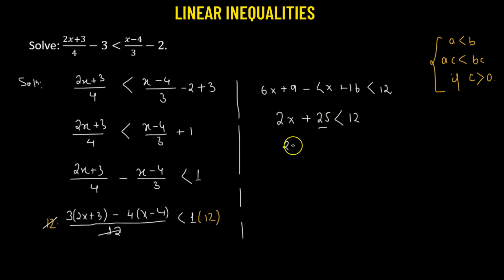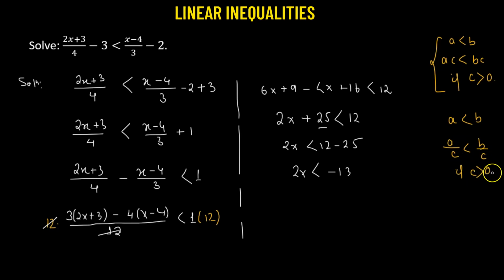Transposing 25 from the left hand side to the right hand side, we have 12 minus 25, which gives us 2x as less than negative 13. And now we're going to divide both sides with 2, positive 2. Again, we have here, if a is less than b, and if we divide both sides with c, the sign of the inequality is not going to change, only if c is greater than 0.